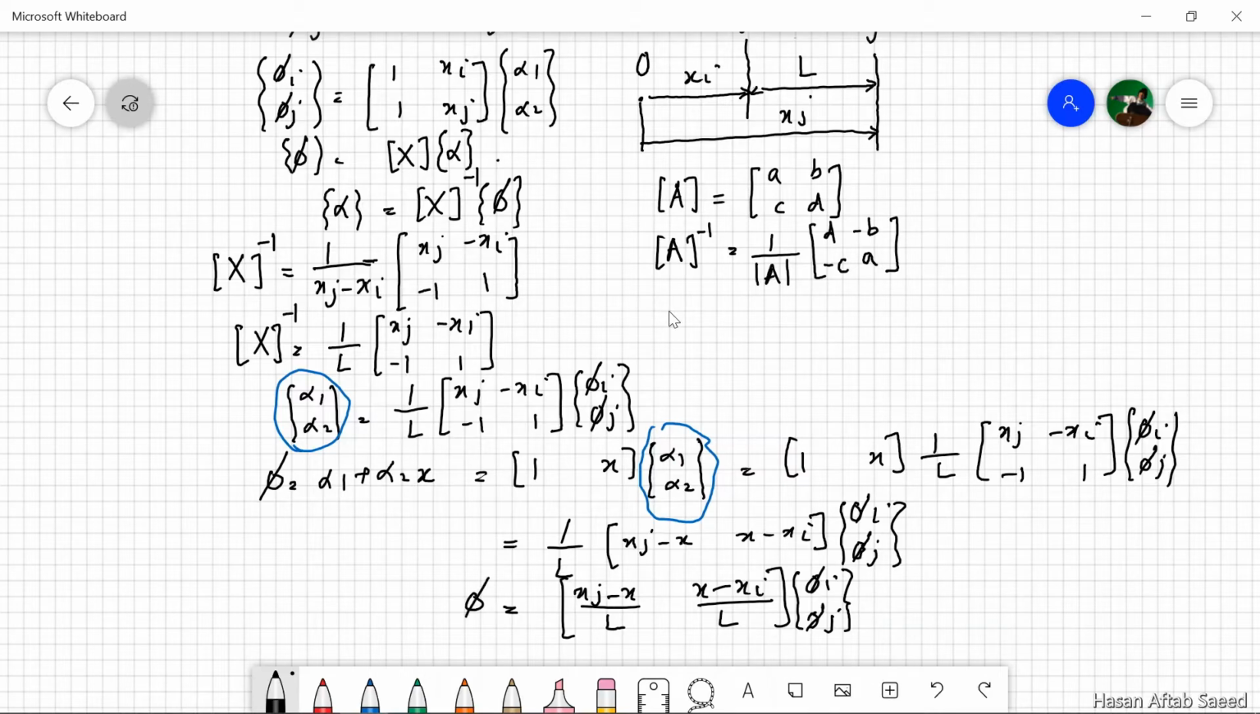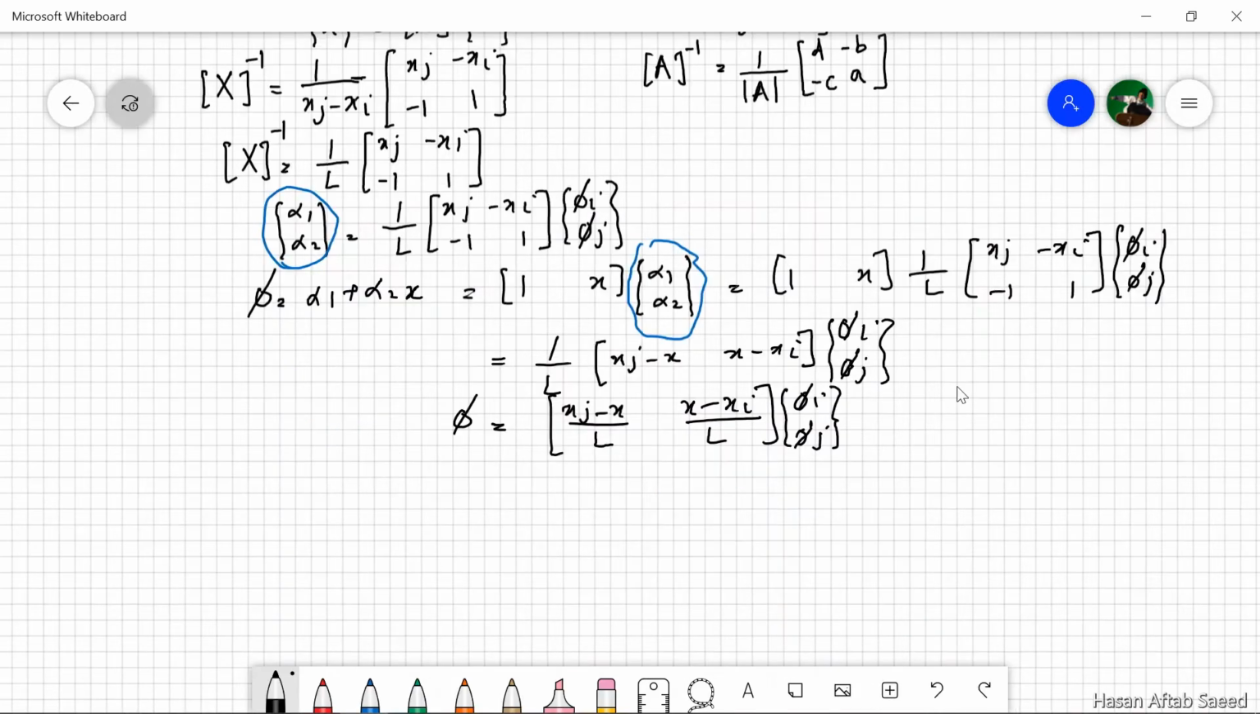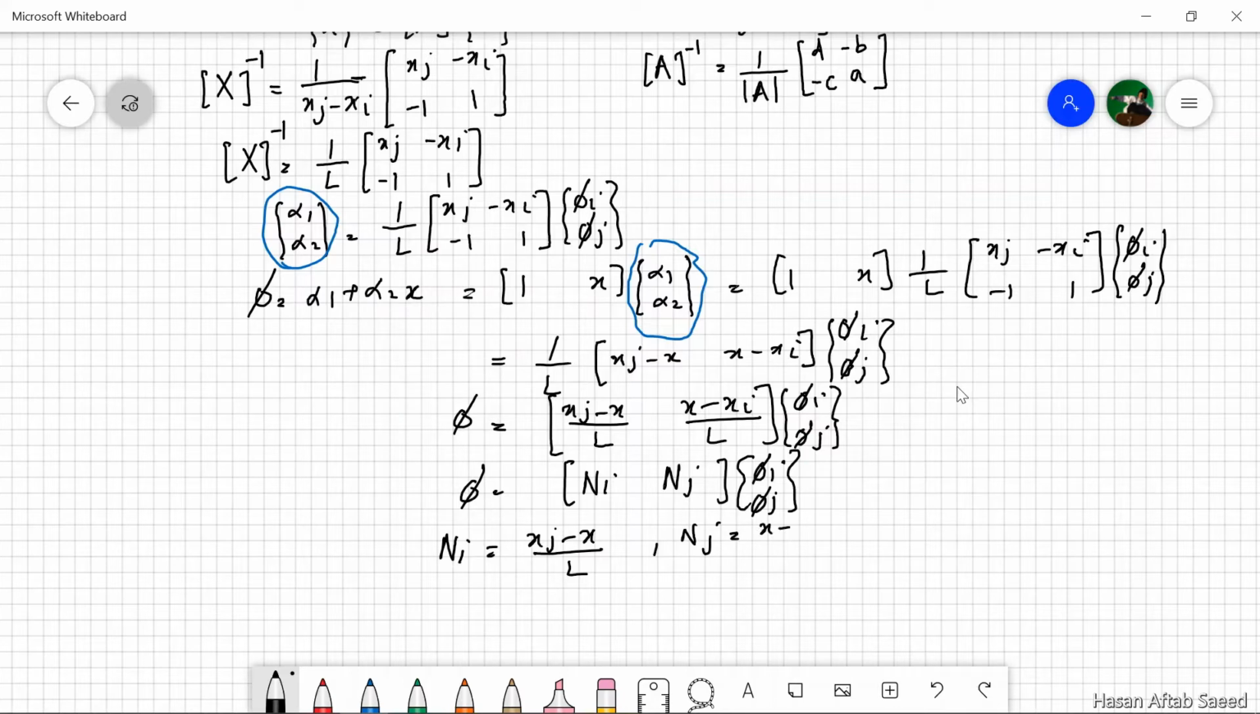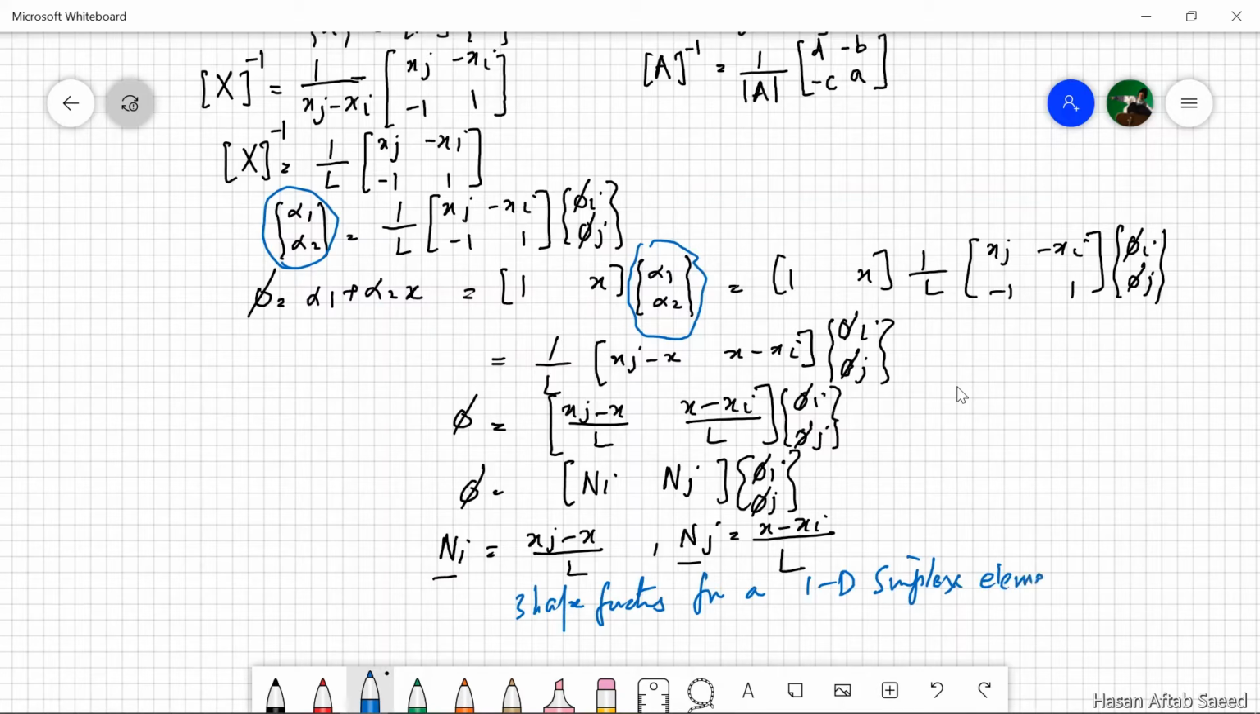This is equation 5. Now, putting in any value of x will give you the displacement at that point for this element, or we can simplify it like this, where ni is xj minus x over L and nj is x minus xi over L. So this is very familiar for you. These are the shape functions for a 1D simplex element.